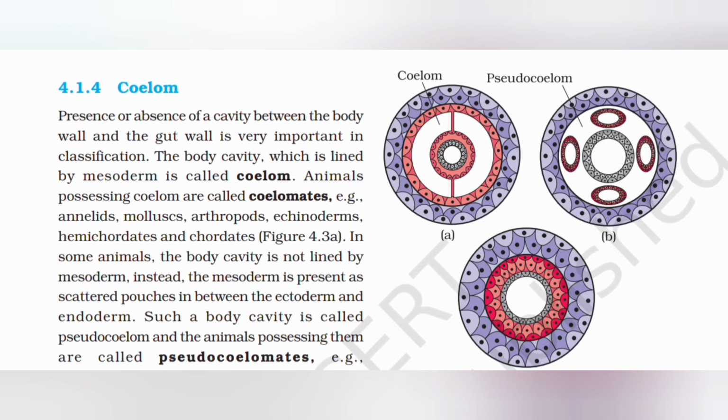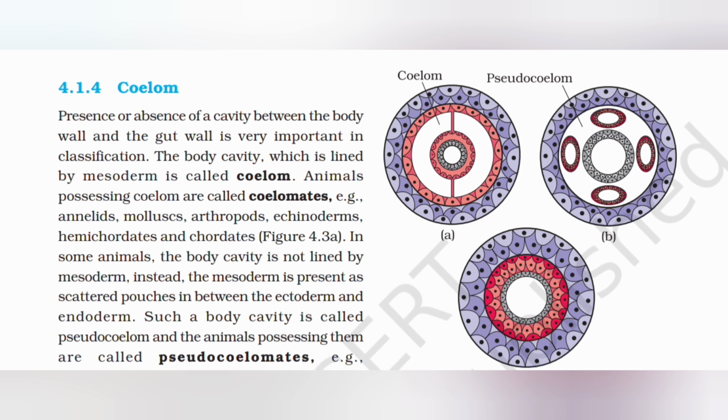4.1.4 Coelom. Presence or absence of a cavity between the body wall and the gut wall is very important in classification. The body cavity, which is lined by mesoderm, is called coelom. Animals possessing coelom are called coelomates. Example: annelids, mollusca, arthropods, echinoderms, hemichordates and chordates. Figure 4.3a.